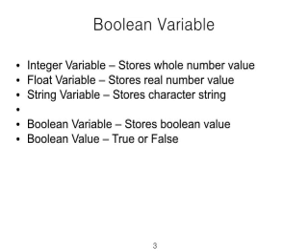Last week, we talked about 3 different kinds of variables. Integer variable, which stores whole number value, float variable, which stores real number value, and string variable, which stores character string. This week, we're going to introduce a new kind of variable, the Boolean variable. Boolean variable stores Boolean value, and Boolean value is just true or false values. It's either yes or no, 1 or 0, and true or false.